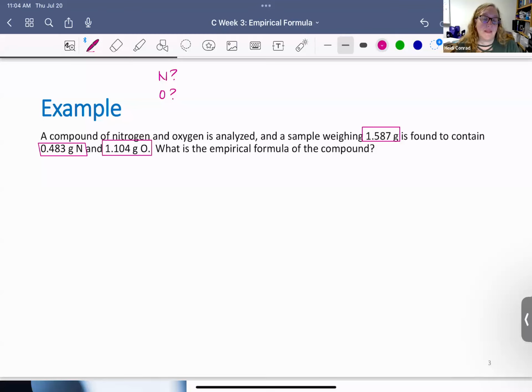Now's when I'm going to go back and think about that definition of empirical formula. So I know I'm looking for the smallest whole number multiple ratio. And so I'm going to use this information to figure that out. So I want moles. I have grams. Very first thing I'm going to do, I'm going to determine how many moles I have of each species.